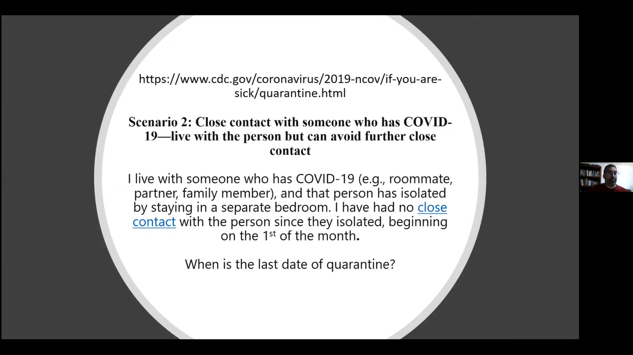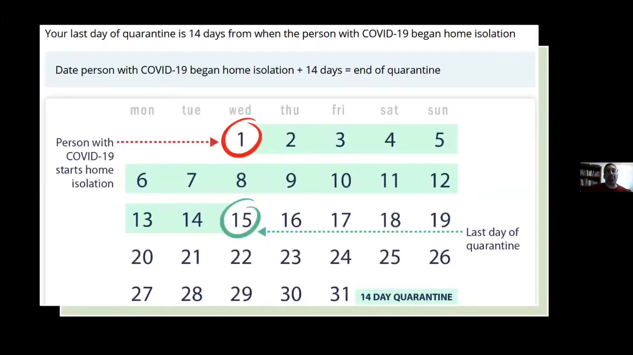Still the 15th? Yeah, exactly. I know it's hard to say the same answer again, wondering if it's a trick question, but it is the same. Here we have the person with COVID-19 start their home isolation, and then 14 days later on the 15th, again, is the last day of isolation right there.